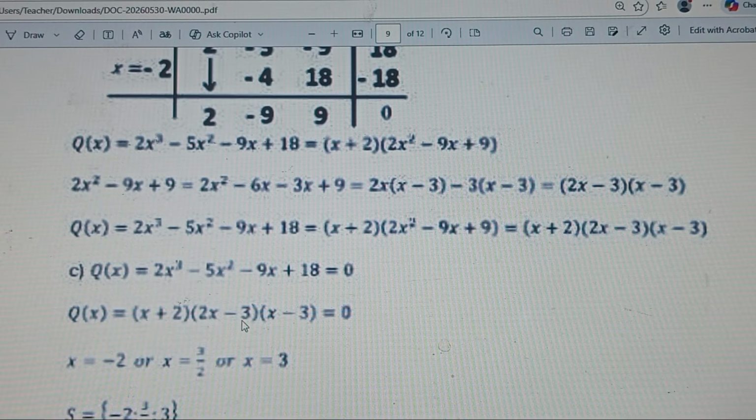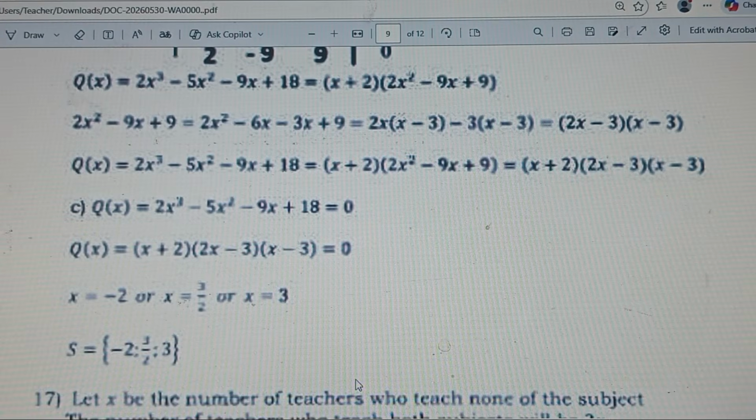For part C, when you are asked to solve, each factor must be equal to 0. That means x plus 2 is equal to 0, 2x minus 3 is equal to 0, and x minus 3 is equal to 0. Then we get x equal to negative 2 as the first one, 3 over 2 as the second one, and 3 as the third one. That is solved.